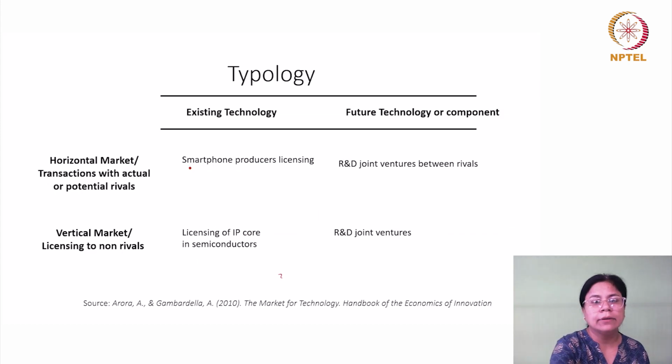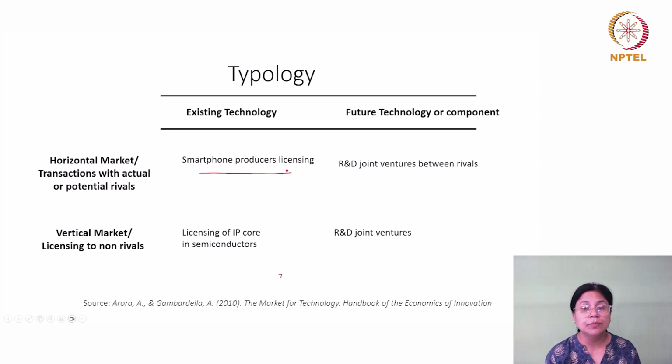So let us look at this first case. Here we are talking about the smartphone producers licensing. So it is related to the existing technology. And then what we are talking about is a case of a horizontal transaction. That means these companies might be potential rivals, and the transaction actually happened between them. One can actually question why would they engage in this kind of licensing.